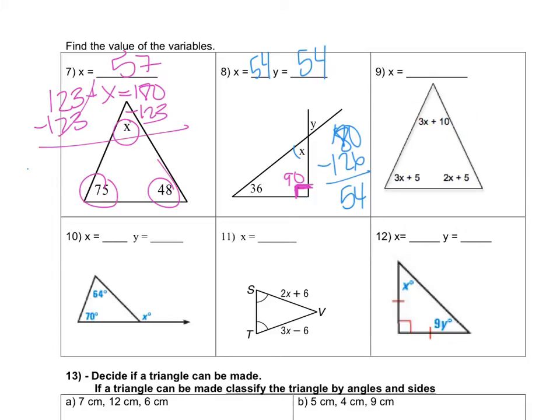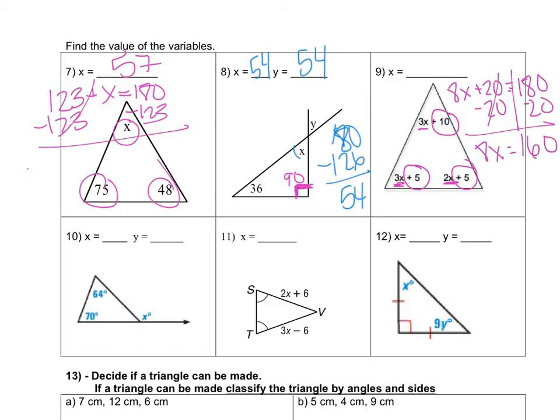Okay, a triangle has 180 degrees. So you're going to go around and add your like terms. So we have 3x plus 3x plus 3x. So 3 plus 3 is 6, plus 2 more is 8, so I have 8x. Okay, 10 plus 5 plus 5, that's a positive 20. That has to equal 180 degrees. Why 180? Because the triangle is 180. Subtract 20 on both sides first. So I have 8x equals 160. Then when you divide by 8 on both sides, you're going to get x equals 20.